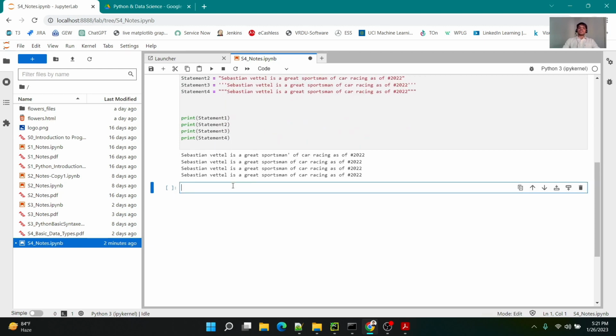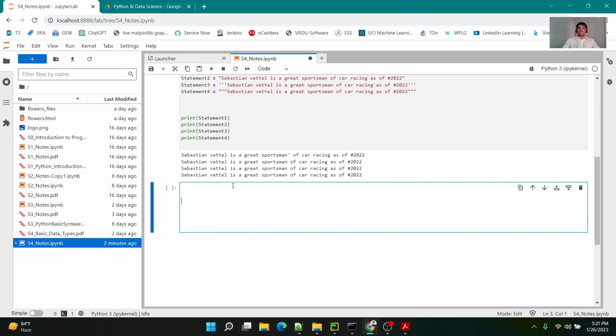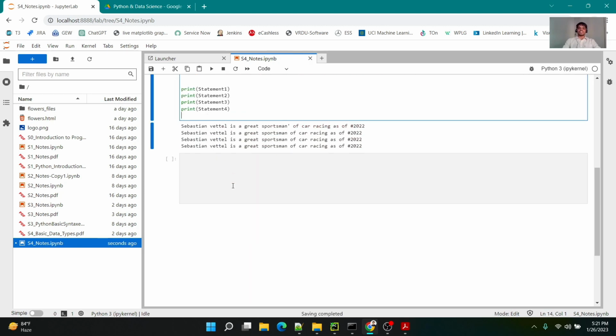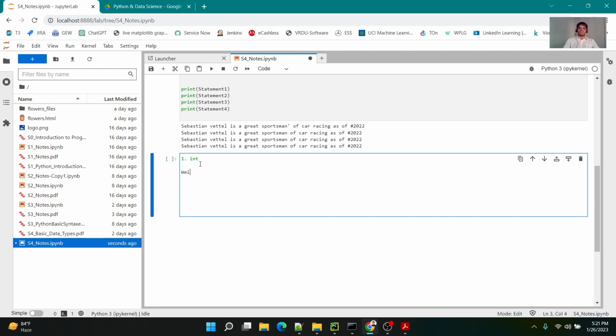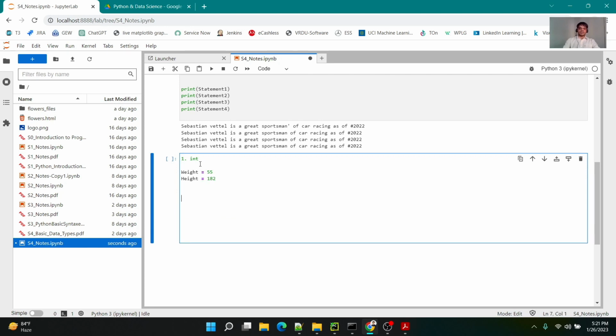So what we have learned so far is the basic data types. So what is a data type? Data type is nothing but the type of data that we are going to deal with. And one of the categories that we have learned is int. Okay. So an example could be weight, wherein I'm storing 55 as a weight, or I can say height, where I'm storing 182.